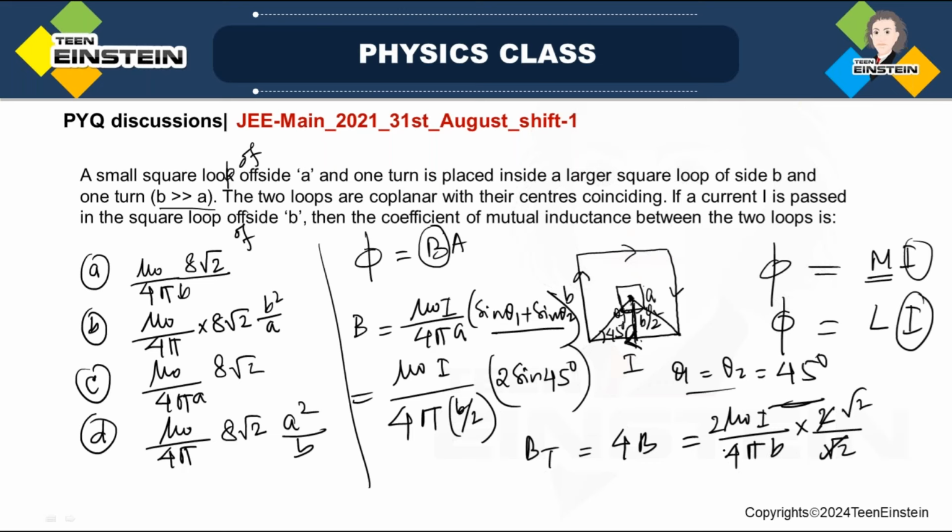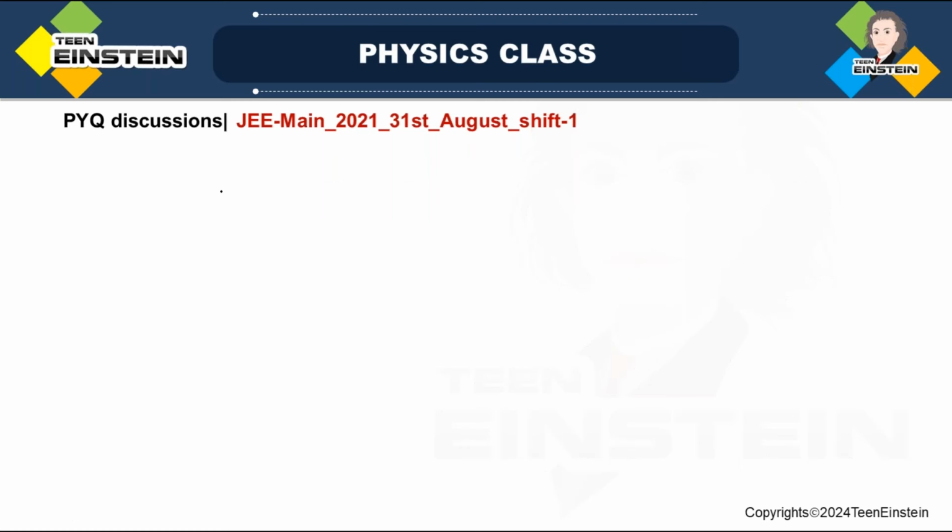Then, in the options I have 4 pi, so I'm not striking out the 2, mu 0 and all. So this 4 pi, let us keep like this. So we have got the magnetic field, B total, what is that? That is 2 root 2 mu 0 I divided by 4 pi B. So this we have got.